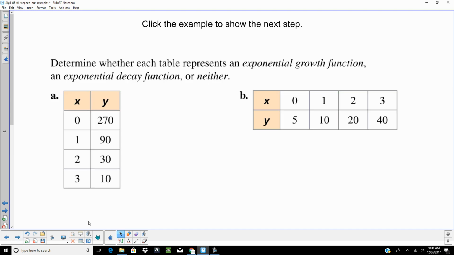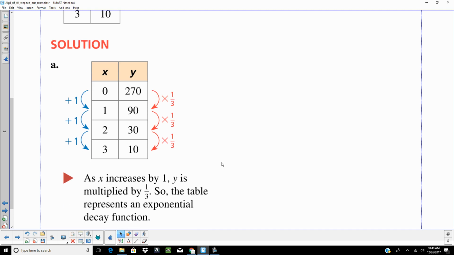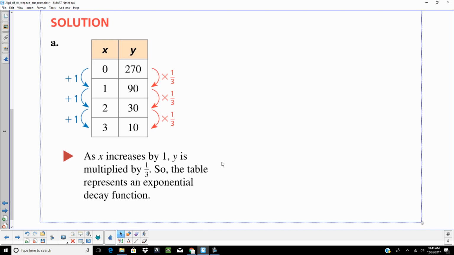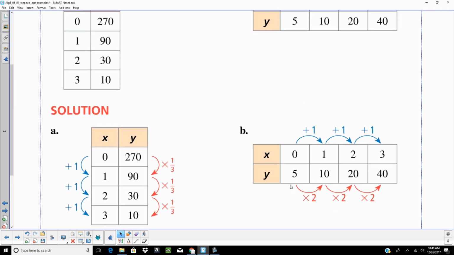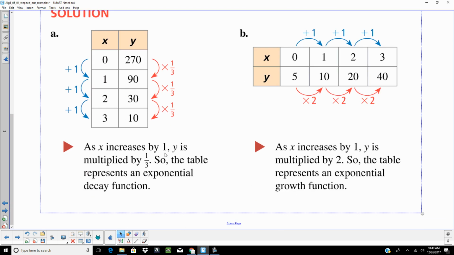So here we've got some tables. We want to determine whether each function represents exponential growth, decay, or neither. Remember, if it's exponential, you're going to be multiplying by the same amount each time. So for A, you're multiplying by 1/3, which is less than 1. So that is going to be a decay function. For B, you're multiplying by 2. It's going up. That is a growth function.